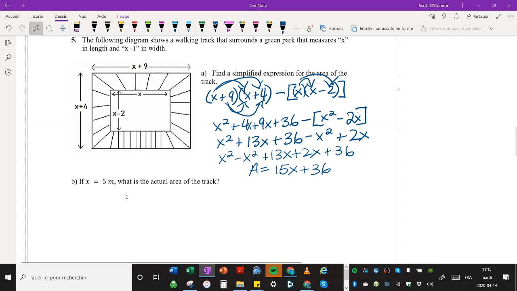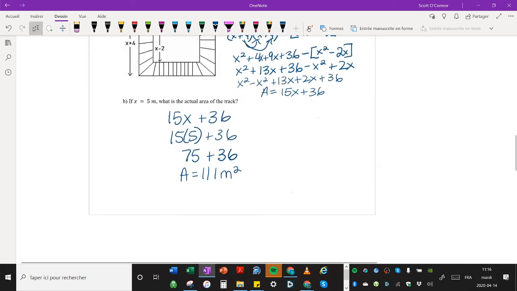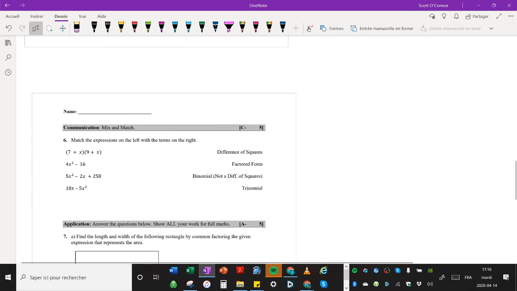All right, now it says, what is the actual area of the track if x is equal to 5 meters? So I would write my equation, 15x plus 36. I would substitute in 5 for x, and then 15 times 5 is going to give me 75, plus 36 is going to give me 111, I believe. And it is the area, so I have to say meters squared. The area is equal to 111 meters squared. All right, so that's question number five.